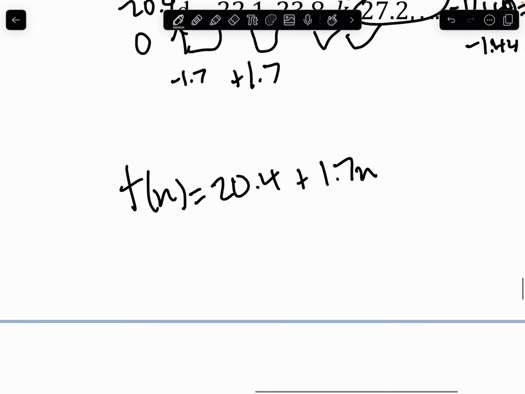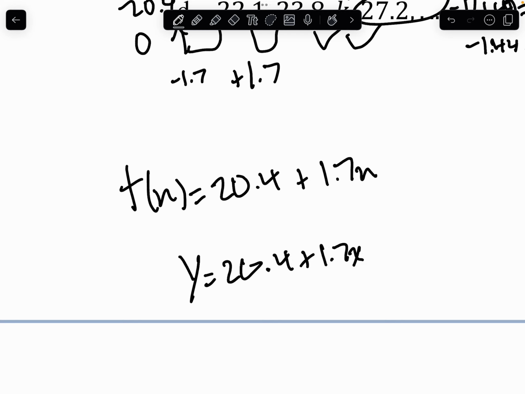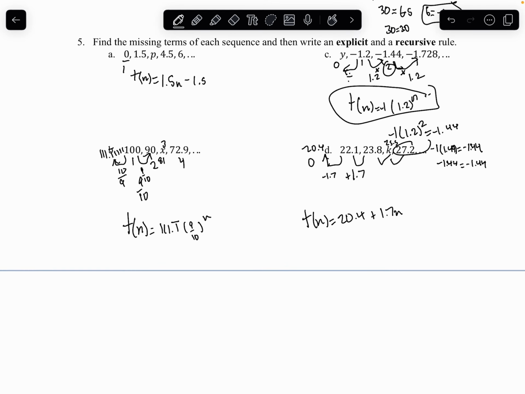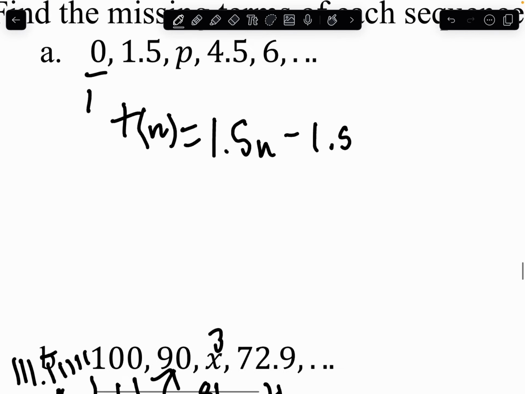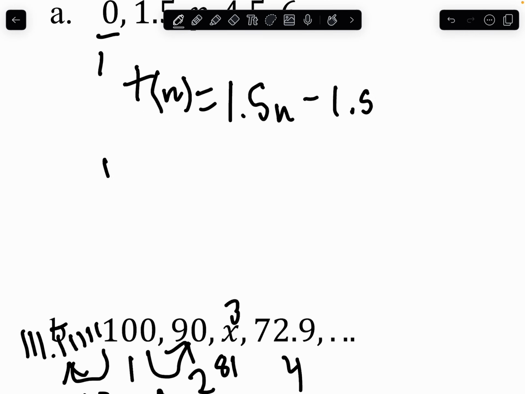I can write down y equals 20.4 plus 1.7x, if that makes more sense to you in terms of y and x. But they just use t and n for these kinds of equations. Now I'll do the recursive. Now that we have our equations, it's easy. Recursive's a little weird, so it's saying t of n plus 1, which means t of the next term.